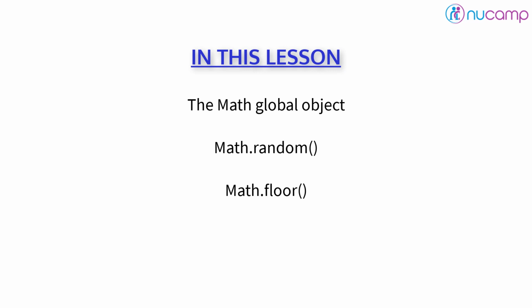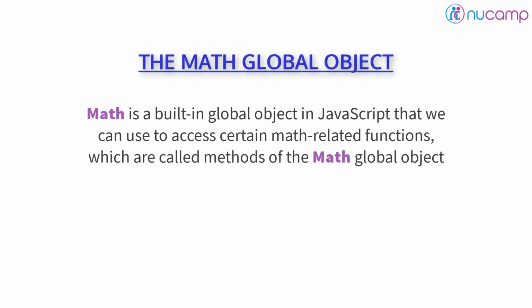In this lesson, I will show you how to generate a random number in JavaScript within a certain range. There's a built-in global object called Math to help us with this. We won't worry about the details of what is meant by object or global object at this moment.